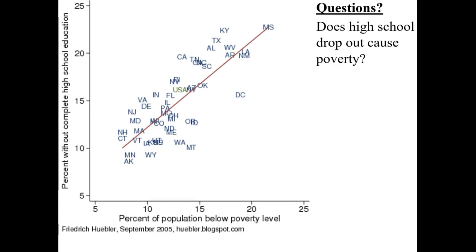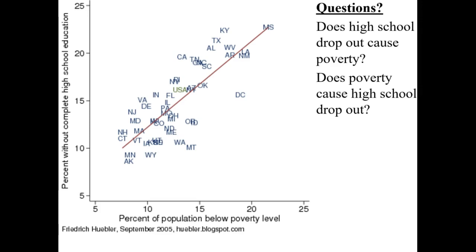But could it be the other way around? Does poverty cause high school dropout? It is difficult for teens who live in poverty to get through school. Some of them have to quit school and find jobs just to survive. It might not be that one or the other is the cause. The answer to both questions might be yes.